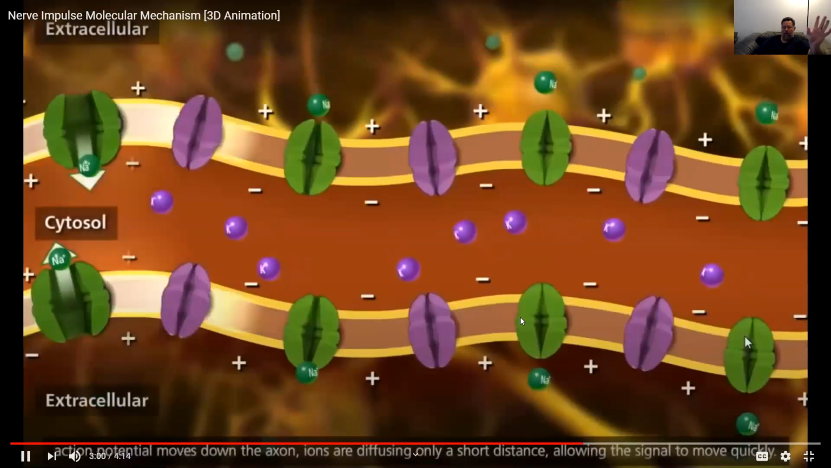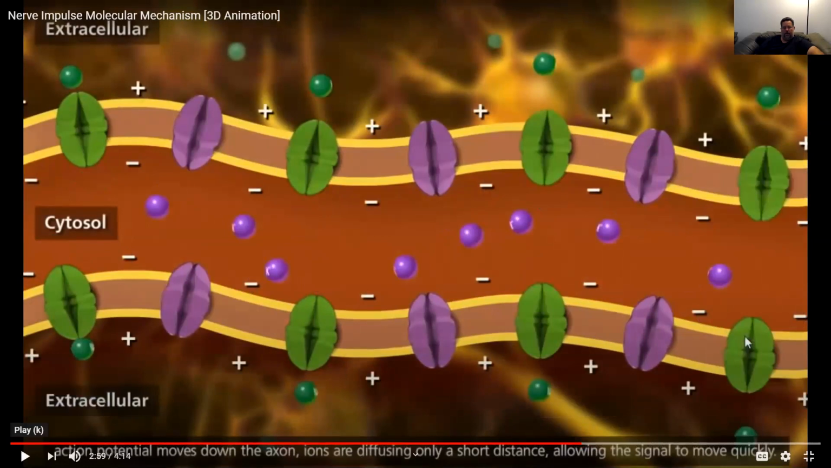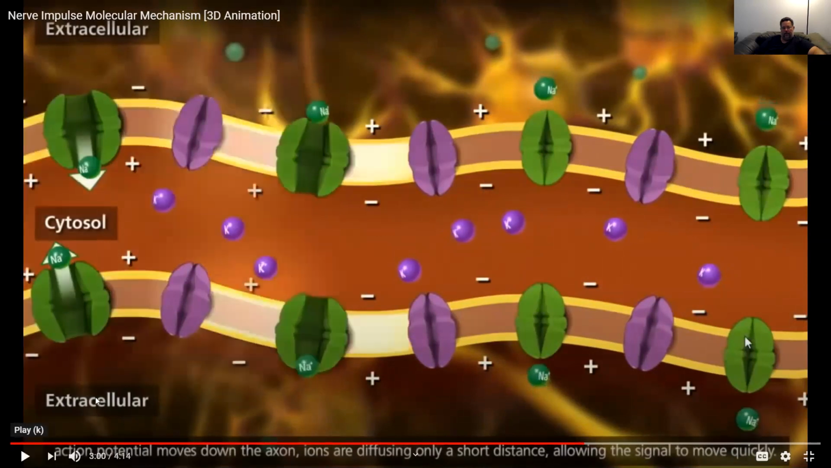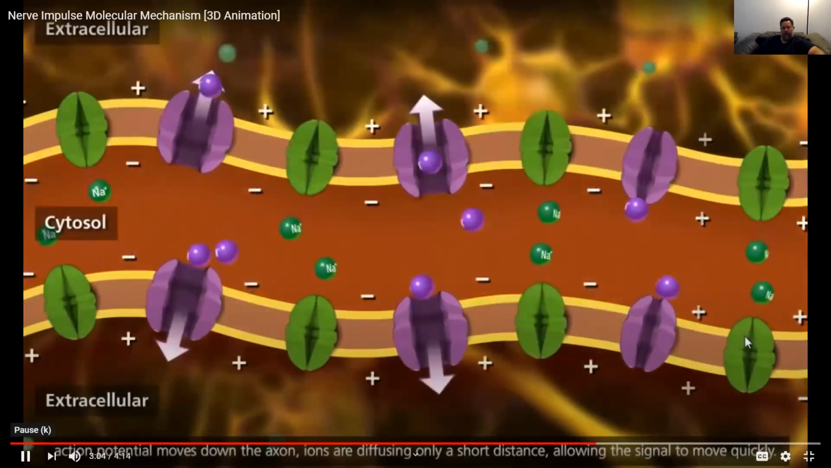As the action potential moves down the axon, ions are diffused. So did you see how that happened? We have an action potential traveling down, opens up the activation gate, sodium's going to enter. Potential moves. And then the next set of sodium channels are going to open because of the positive charge coming down the axon. Now this one's opening, and then this one will open, and this one's going to close, and this potassium channel is going to open, and potassium's going to flow out. The ions are diffusing only a short distance, allowing the signal to move quickly. And when the potassium channels are open, we have a refractory period also where we can't have an action potential yet.